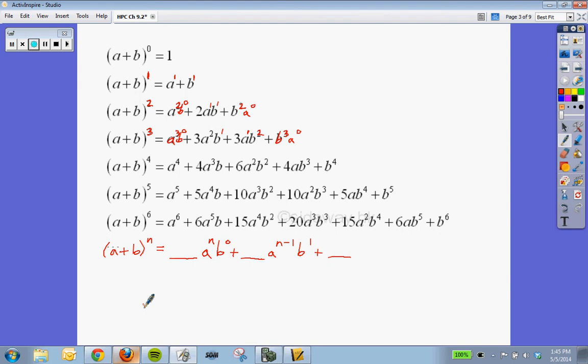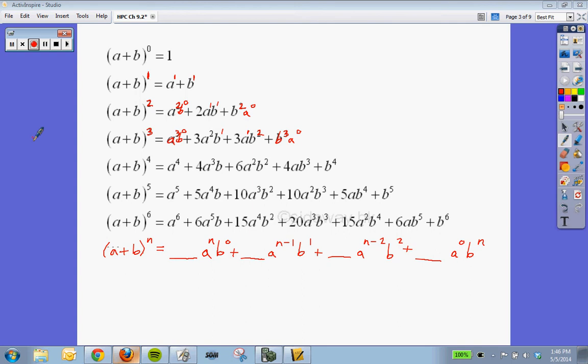And then we would have a to the n minus 2 power. We're going 1 less again. And now we're adding on to the b powers. We're going to have a b to the second power. And then we're going to do that all the way up until our last term. And our last term is going to be when we have a to the 0 power times b to the n power, whatever that may be. We all good on that pattern?